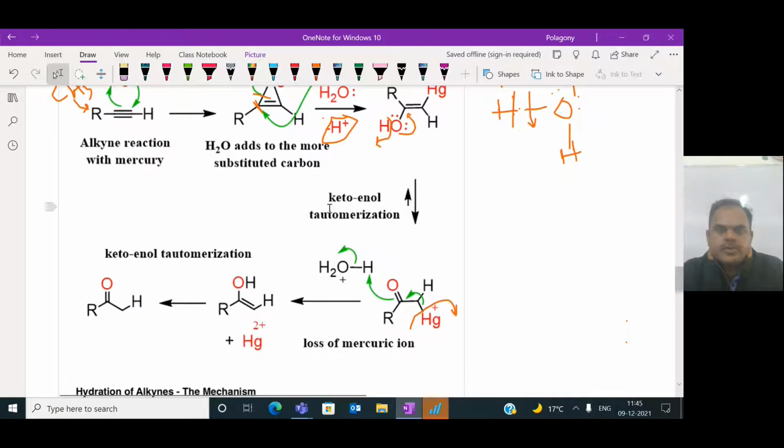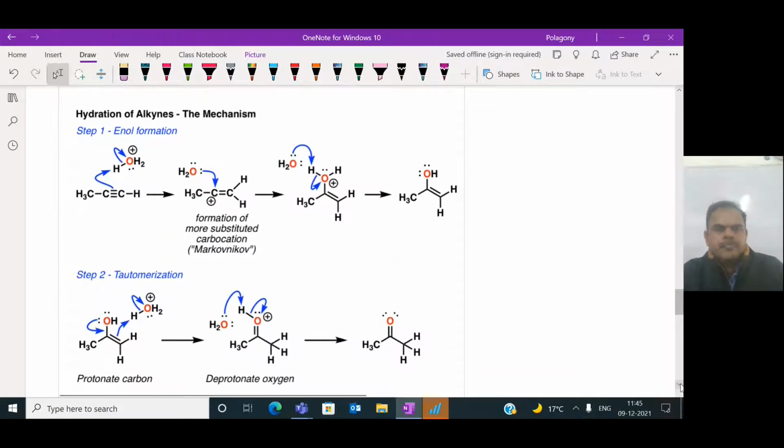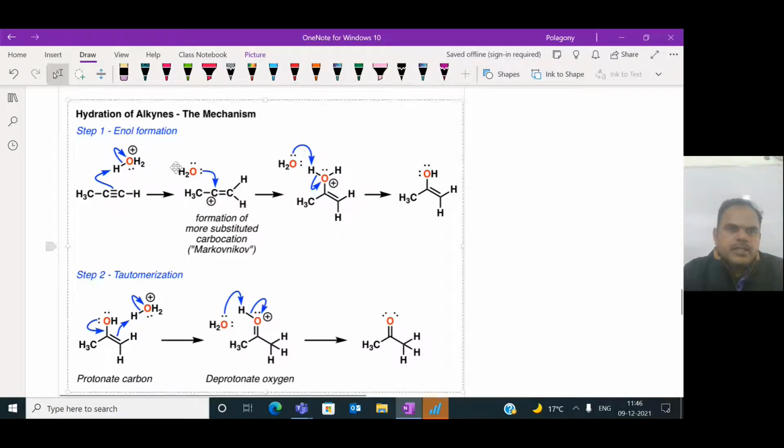So keto-enol tautomerism includes the proton shift. Similar to this mechanism, there is hydration of alkynes, the addition of water molecules. Addition of a water molecule to this alkyne group is called hydration of alkynes. When a water molecule is added to this triple bond, in this mechanism of hydration of alkynes, propyne will take step 1, enol formation.